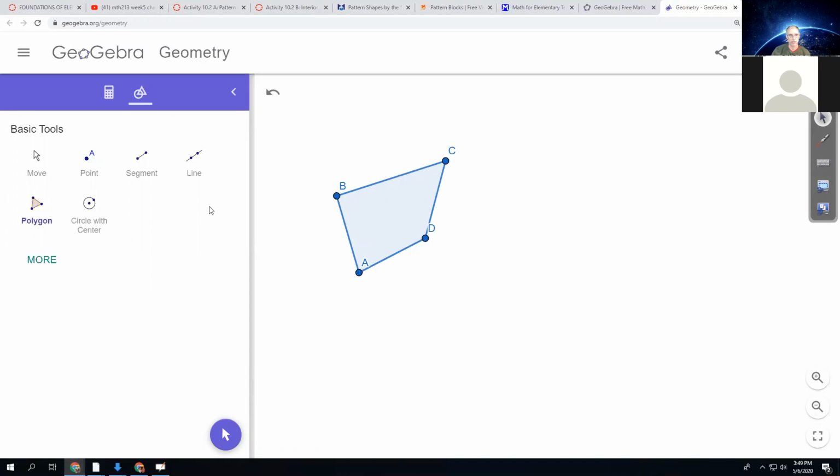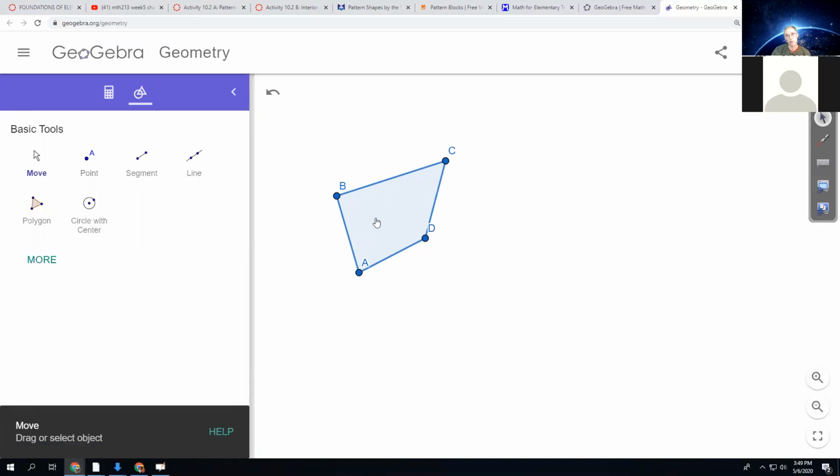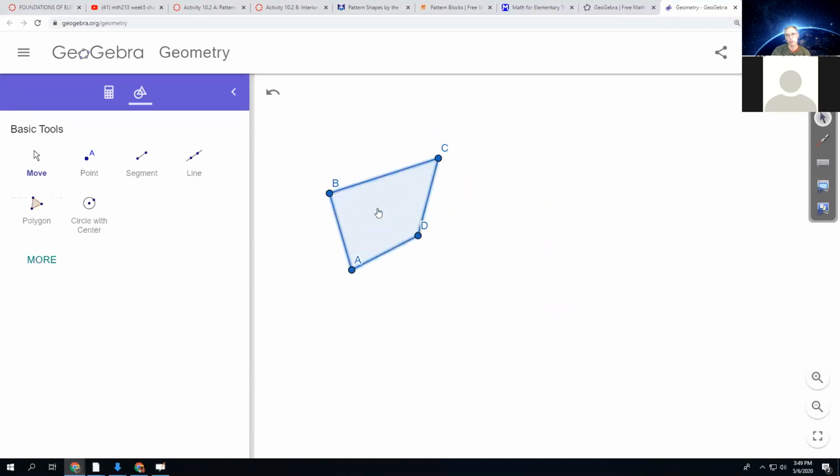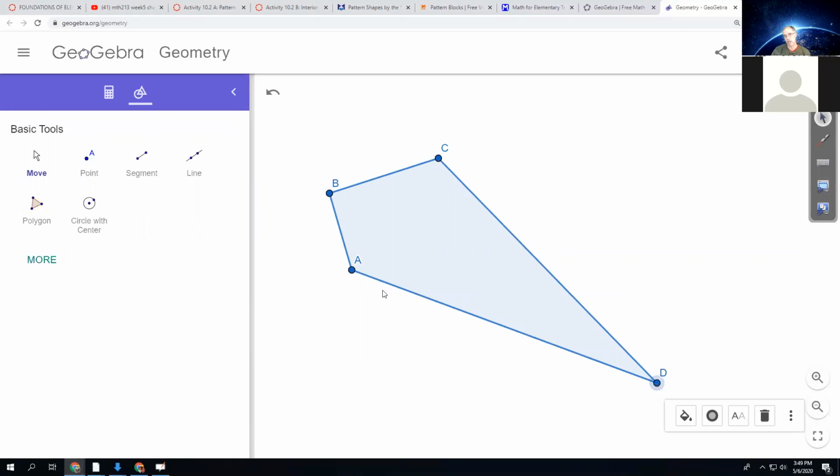So I'm going to try again. And actually, after you make these, you can go to the Move tool, and you can move them around the screen. Or you can grab a point, and you can move that point. Whoa, check out that one. That's pretty. It's like a kite. Okay, a kite is a quadrilateral. That's not quite a kite. It would be a kite.